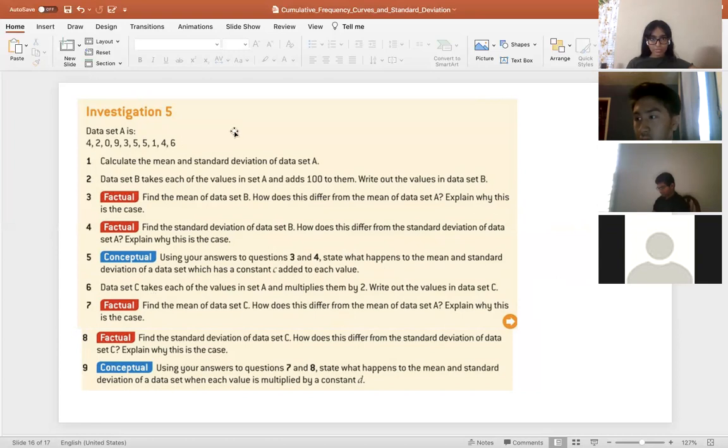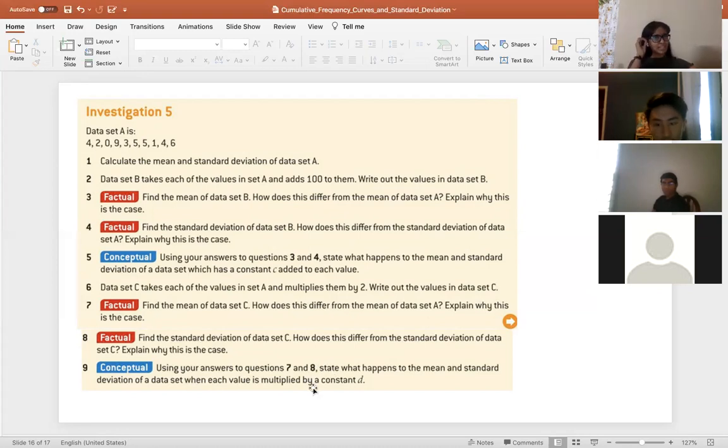So what we noticed from before is that when you multiply, like Alan said before, the standard deviation also gets multiplied by that same number, so by 2. So not only does the mean change, but the standard deviation also changes. Okay. So find the mean of data set C. How does it differ from the mean of data set A? We just went over that. Standard deviation, we also went over that. Conceptual, using your answers to question 7. Yeah, okay, we also did that.